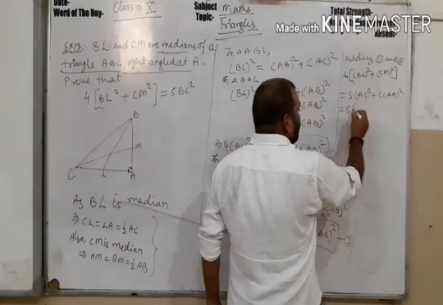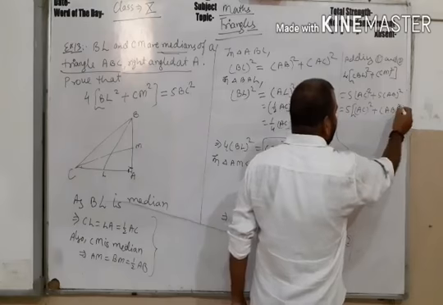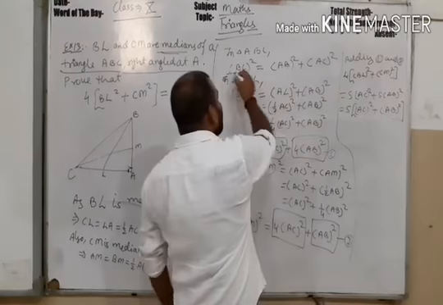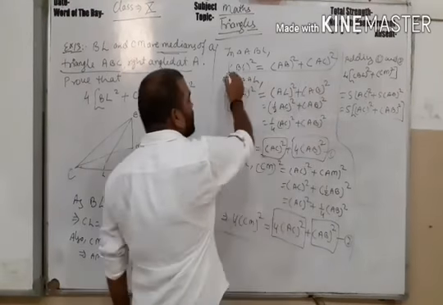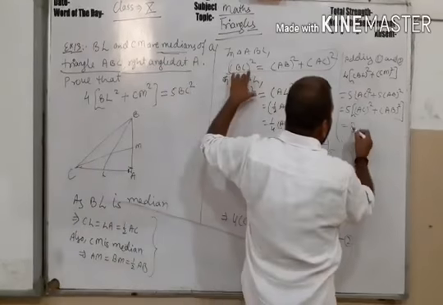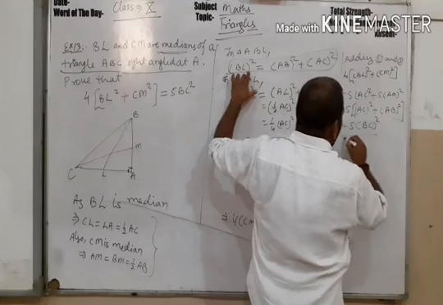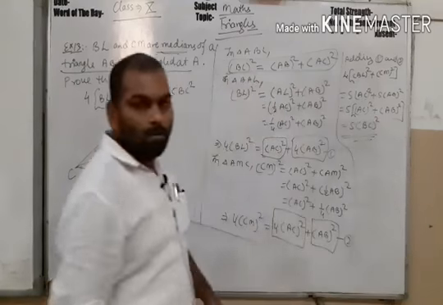Now you can take 5 as common. This reduces to AC square plus AB square. Now in the beginning we have written AB square plus AC square is equal to BC square. So this can be replaced with the square of BC.